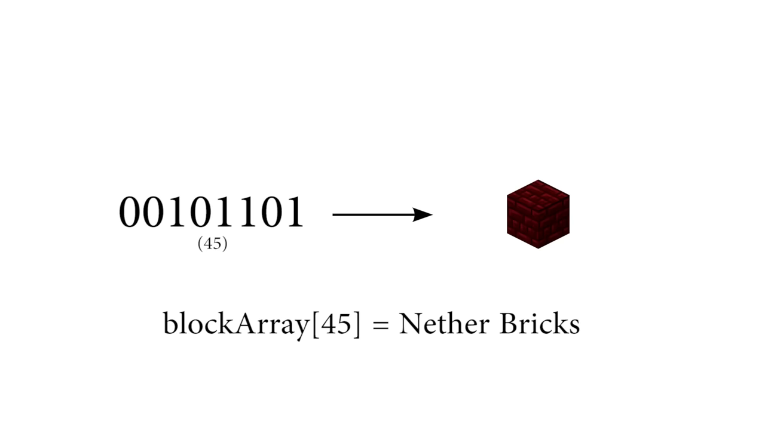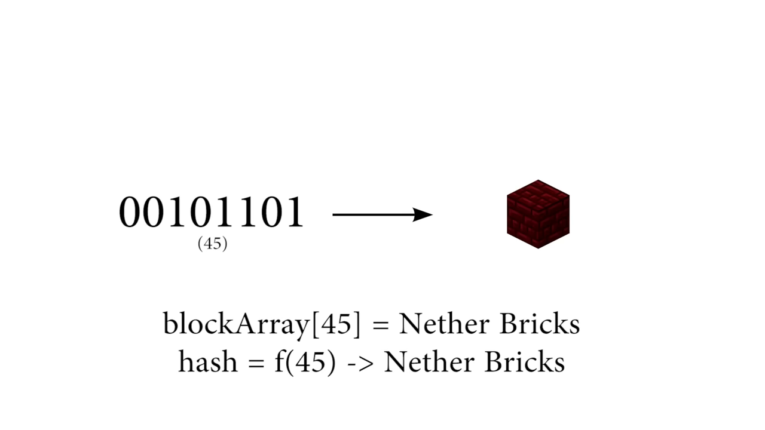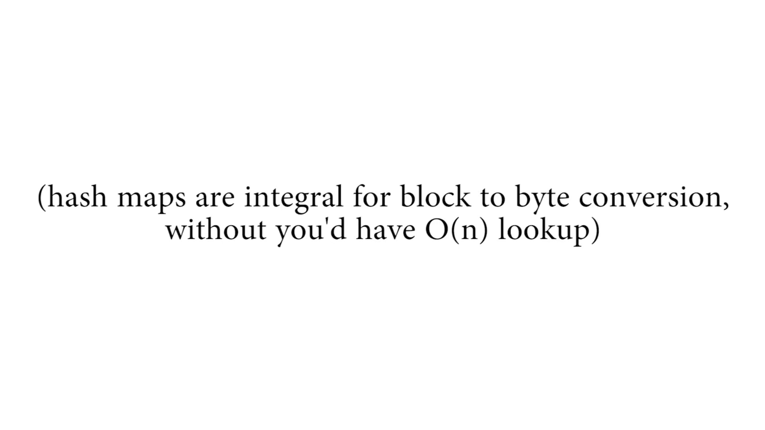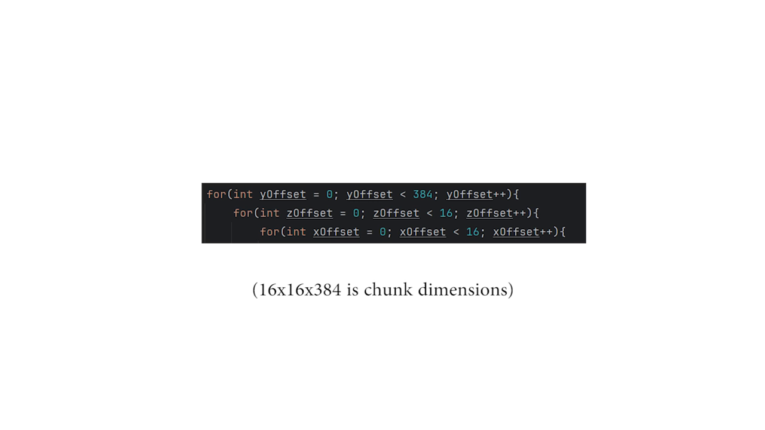Technically, for the conversion of byte to block, you could just use an array to save yourself a few clock cycles calculating a hash, but I like hash maps. As for the order of block placement, I used 3 nested for loops, first iterating through the X dimension, then the Z dimension, then the Y dimension, giving us a snake pattern that goes all the way down a chunk.